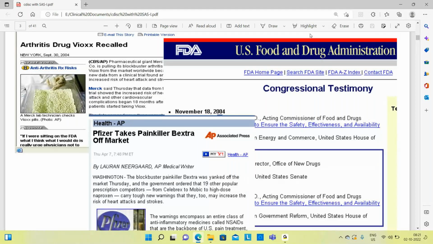So you can see, right? Arthritis drug recalled. Pfizer takes painkiller Bextra off market. So even after approval, the FDA has called back these drugs because there are some side effects. Actually, these drugs were approved in confusion because everybody was following different standards.